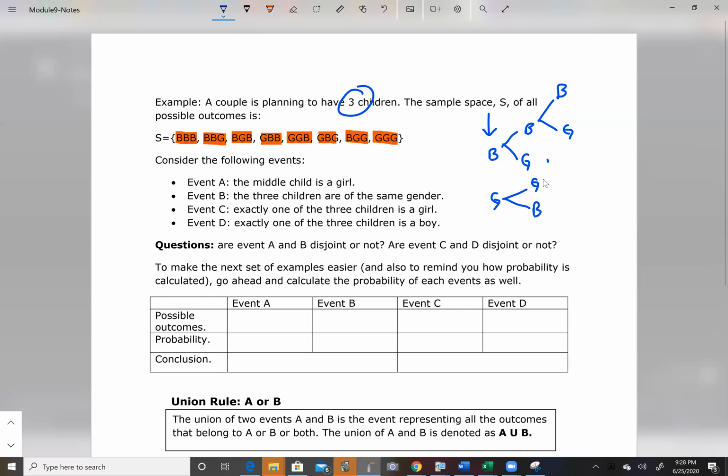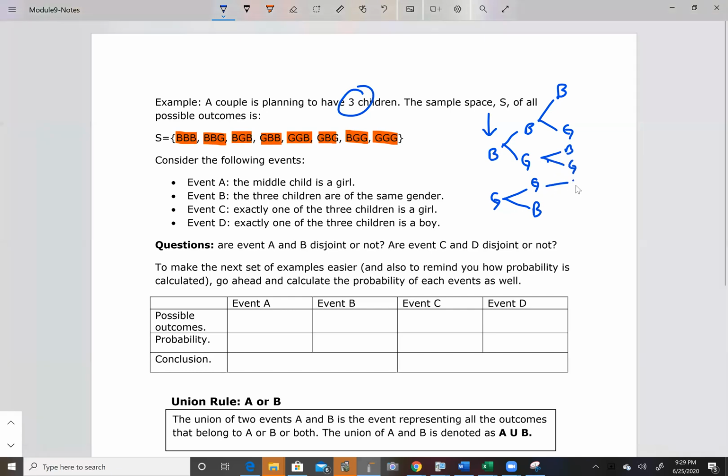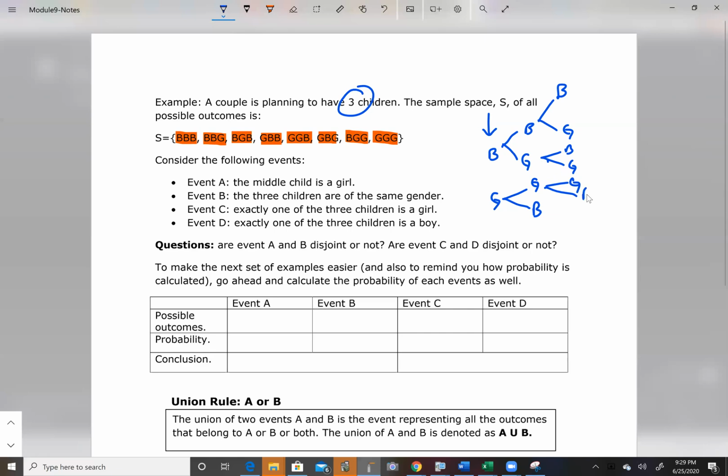Girl, boy. I know that I'm not going to miss anything with the tree diagram, whereas if I draw it using curly brackets, oops, I forgot something on this one. This could be a boy, this could be a girl. Here we have girl, boy, girl, boy. Okay, so when I draw it this way, I know I'm not going to miss anything.